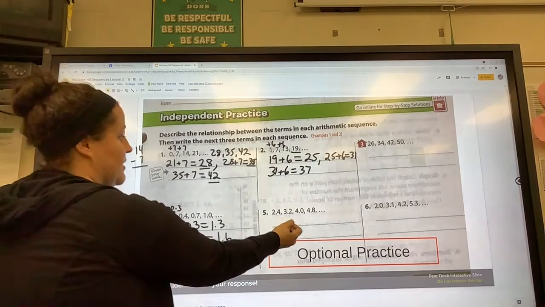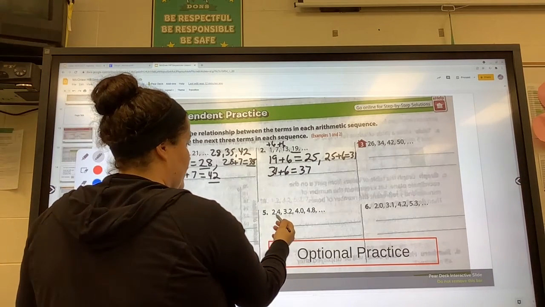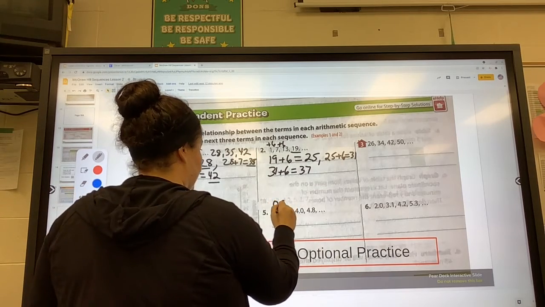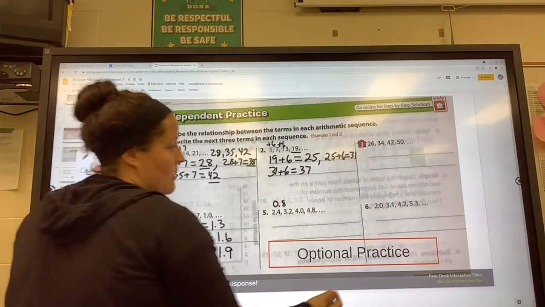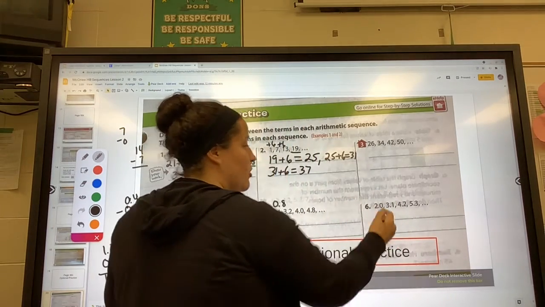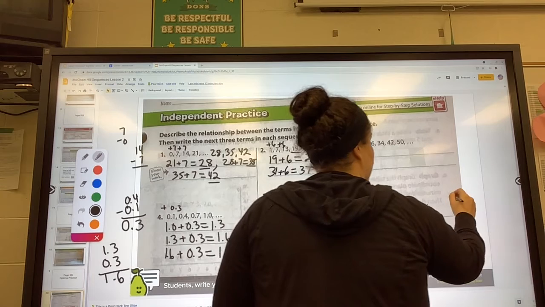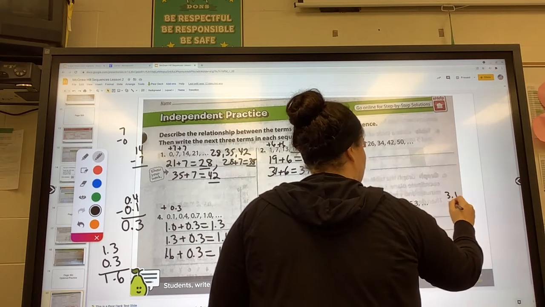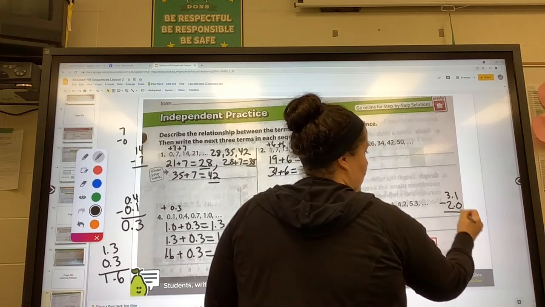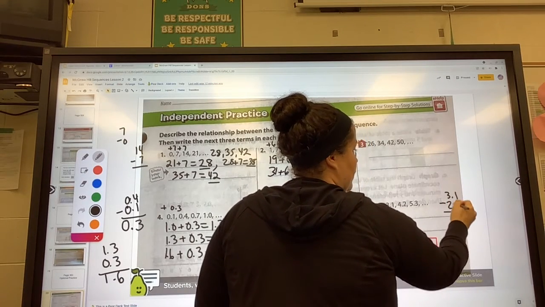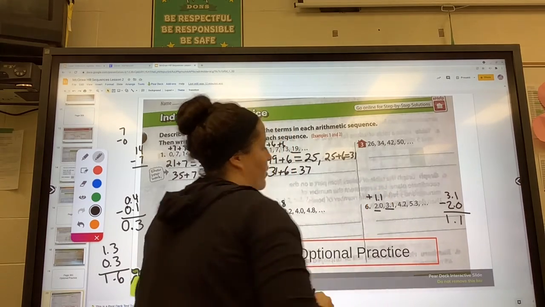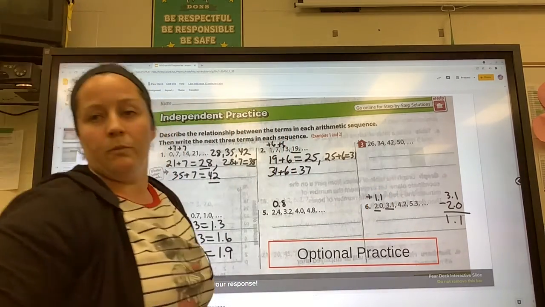Same thing with this, determining the difference between these, 0.8 is the difference. So you'd add 0.8. For these, it looks like it's 1. So if you're unsure, take two terms and subtract: 3.1 minus 2.0. 1 minus 0 is 1. 3, bring the decimal down. 3 minus 2 is 1. Looks like 1.1. It's adding 1.1. So that's how you solve these.